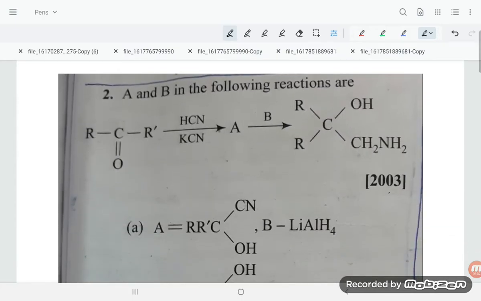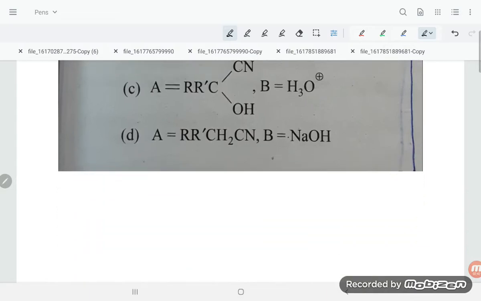A and B in the following reactions are... Firstly you are adding HCN and then we are adding KCN. They are asking what the product would be here. Whether you add HCN or KCN, it is the same. So what are we going to get here? Let us write down the reactions first to understand this.